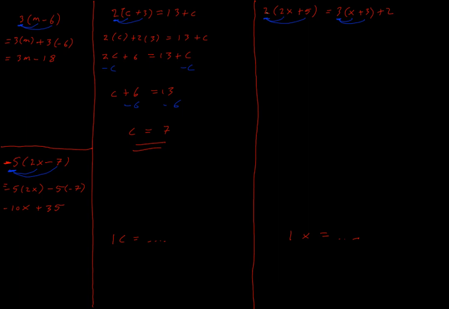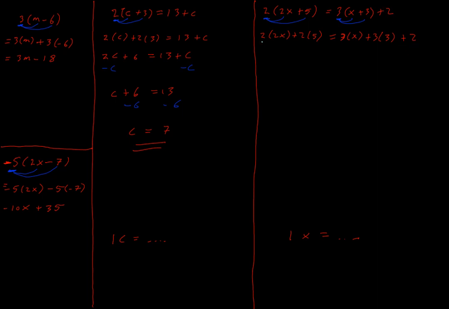Now, 2 multiplied by 2x. This is a plus 2, positive 2, there's no minus sign in front of it, multiplied by 5. This is still a plus 5, is equal to 3 multiplied by x, plus 3, this is a positive 3 multiplied by positive 3, plus 2. The plus 2 hasn't gone anywhere, it's just not multiplied.